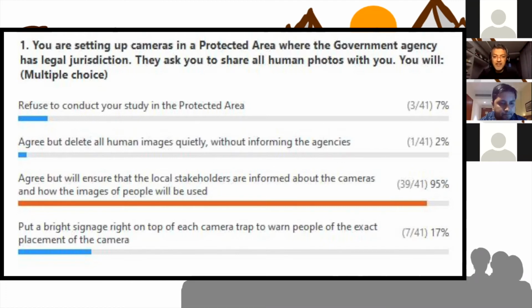I'll end the polling here and I'll just share the results with you all before I pass it on to Dr. Justine Shanti Alexander. As you can see, 95% of the respondents have mentioned that they will agree to the condition, but will ensure that local stakeholders are informed about the cameras, and also how the images of people will be used. With that, I'll stop here and over to you, Justine.